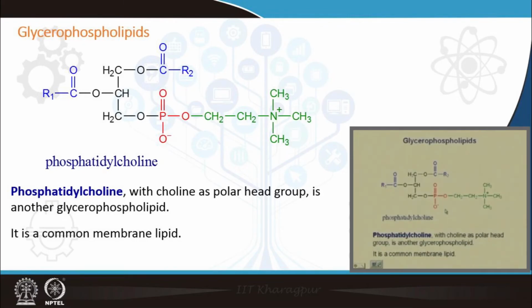What you need to remember is the basic structure is a glycerol. You have two fatty acids R1, R2, you have a phosphate and the phosphate is linked again to another polar head group that is going to result in a polar head group to your lipid.